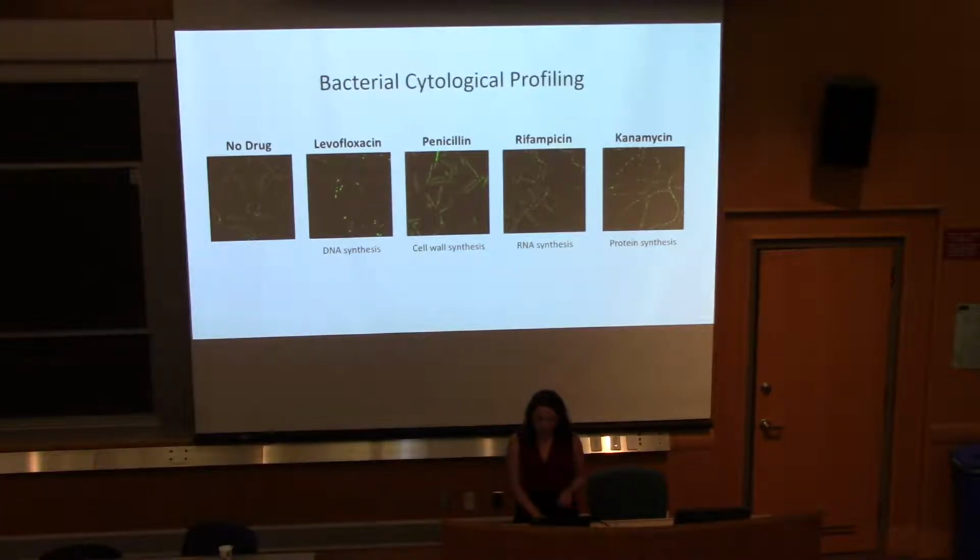So I spent the first half of my summer working on the model for predicting mechanism of action with BCP. And if you're interested in learning more about this, Loida has a poster on it in the atrium. So we thought, if we can already use BCP to analyze drug-cell interactions, can we use it to detect when bacteria have become resistant to those drugs?